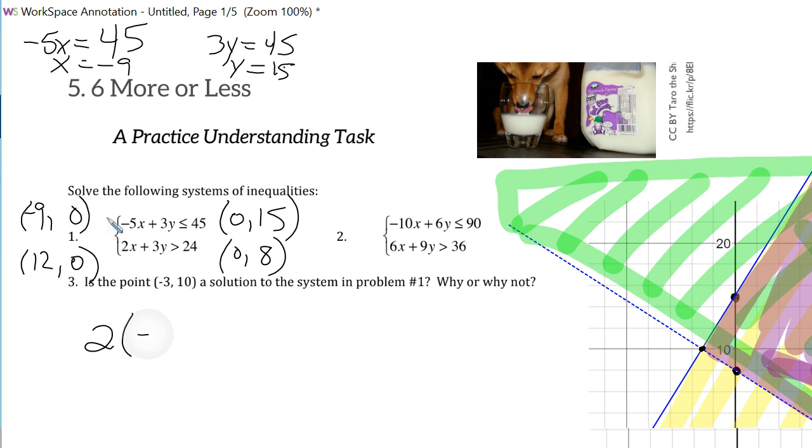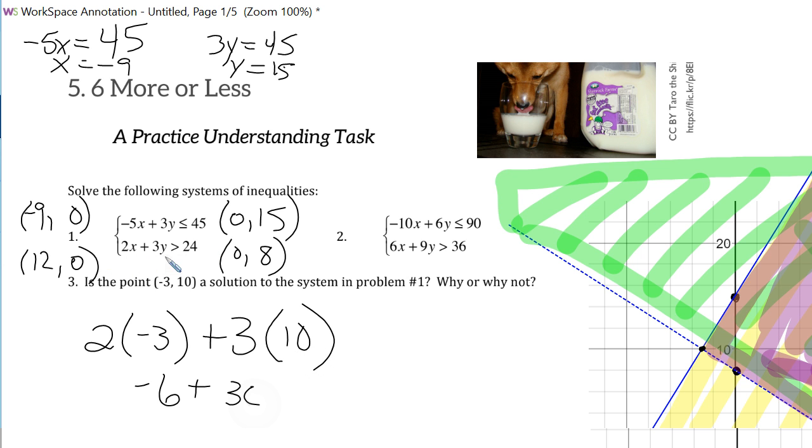2 times negative 3 plus 3 times 10. So that is negative 6 plus 30. So that's 24. Is 24 greater than 24? No, it is not. So this point does not work because it doesn't satisfy that equation. Okay? I do believe that it satisfies this equation because it's equal to 45, but it does not satisfy the second equation. Now let's take a look at Desmos.